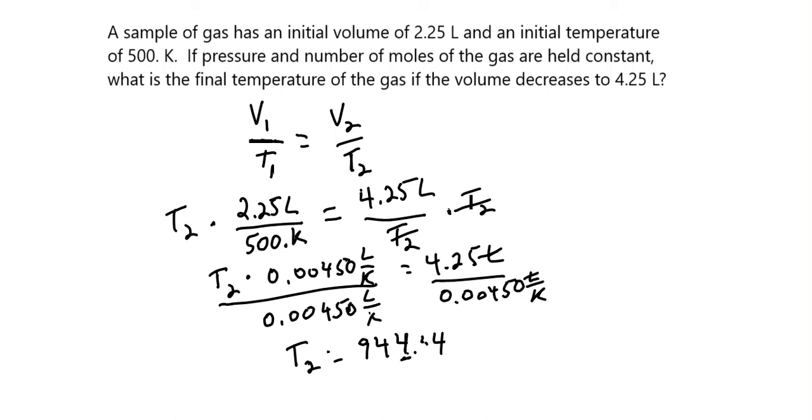944.4, the 0.4 is less than 5, so that means our final answer should be 944 Kelvin. All right, and that's how we do Charles' law. So hopefully if you've been having trouble with a Charles' law type problem, this will give you an example. The other alternative is that we could have had the final temperature and solved for the final volume, but it's the same sort of approach. Okay.